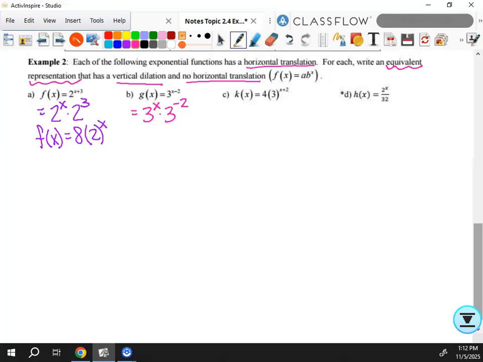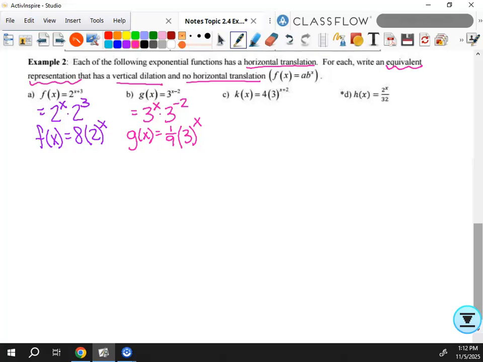What is 3 to the negative 2 power? 1 over 3 squared. And what's 1 over 3 squared? 1 over 9, very good. So that negative makes it 1 over 3 squared, and then we square it. So we'll get g of x is equal to 1/9 times 3 to the x power.